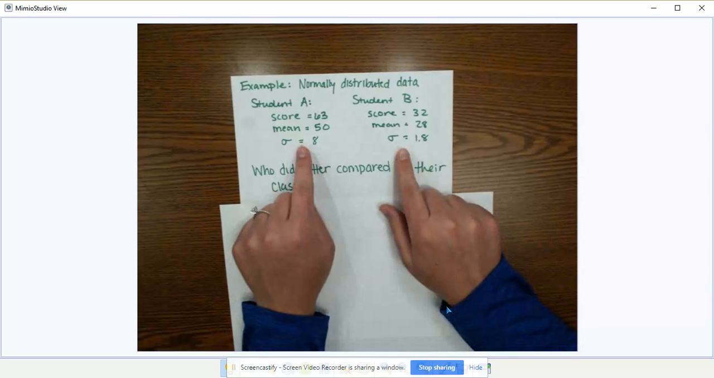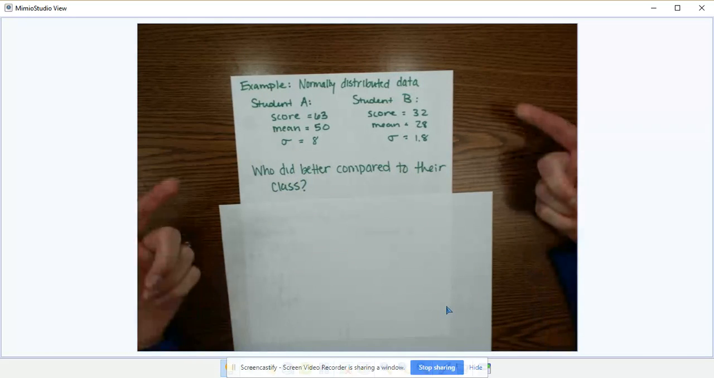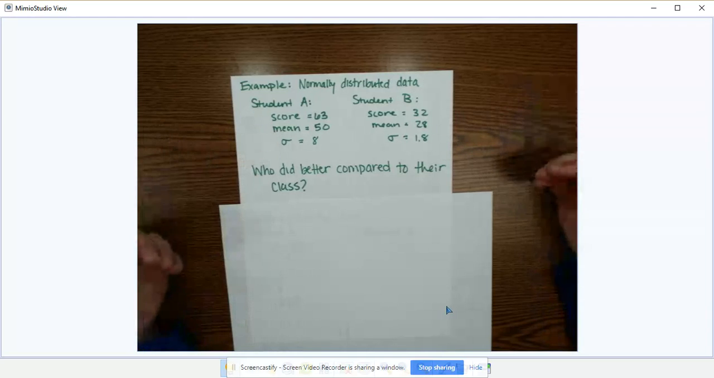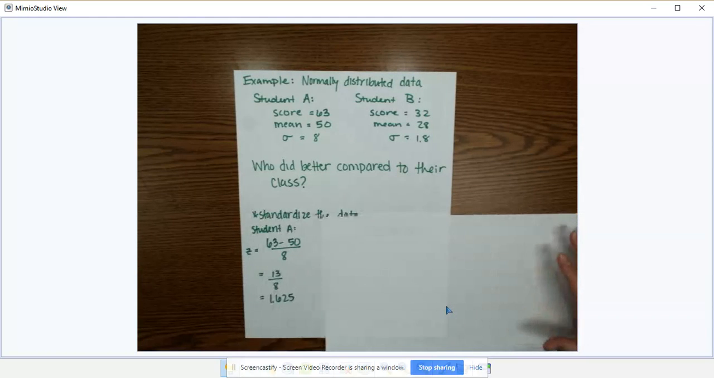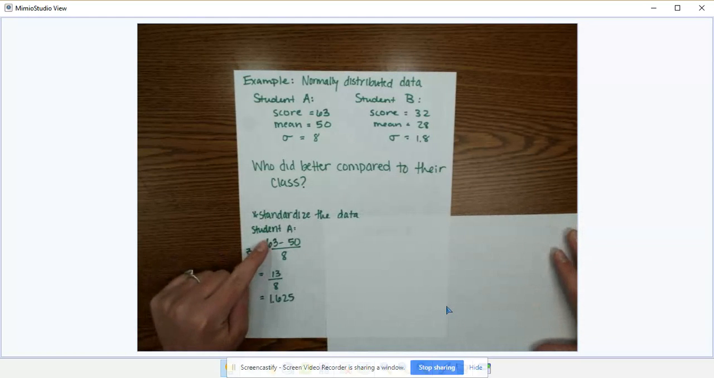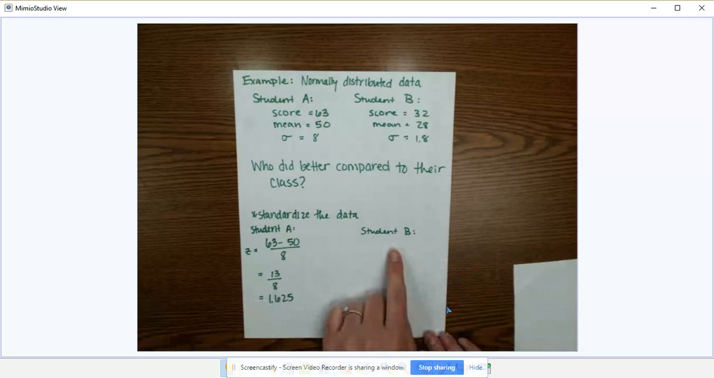Again, we have both our normally distributed data, but we want to compare them. Because they have such different values, we have to standardize them, which means we have to find their z-score. So student A, I did their z-score. Test score minus the mean over the standard deviation gives us 1.625. So their test score was 1.625 standard deviations above the mean. Okay, I want you guys to find student B's z-score and then tell me who did better, student A or student B.